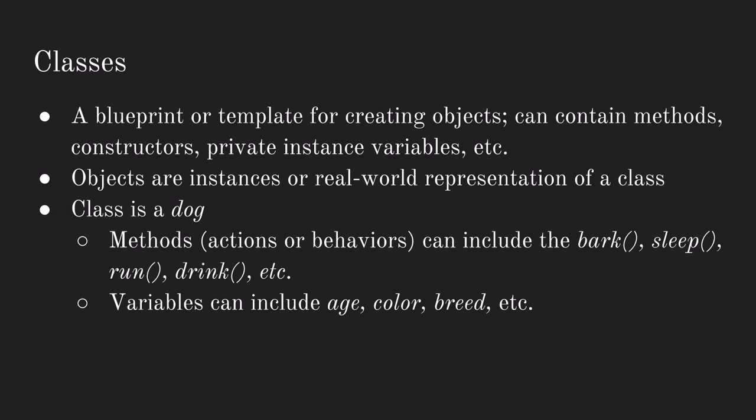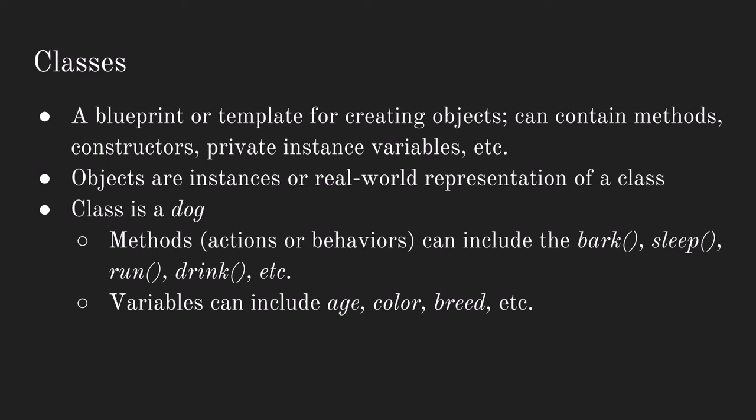So let's say we have a class that is named dog. If you're going to create an object, then you're going to create a specific instance or real-world representation of that dog. So maybe a Labrador Retriever could be a dog object. And this class can contain methods, or basically actions and behaviors. For example, they can include the methods bark, sleep, run, drink, etc. And these methods basically provide the actions or behaviors that the dog is going to undergo. And the variables, or rather the private instance variables, can include age, color, breed, etc.